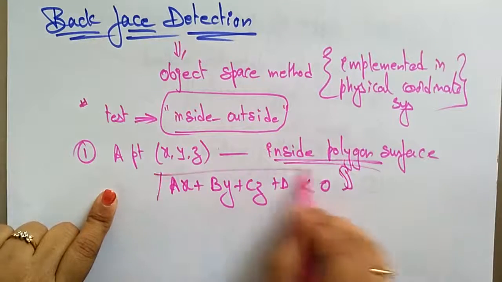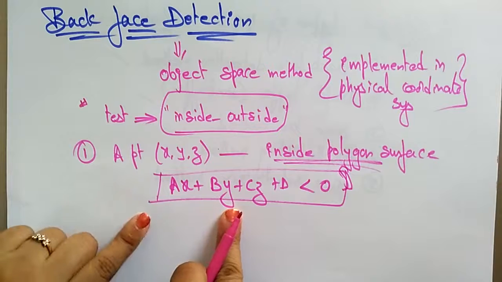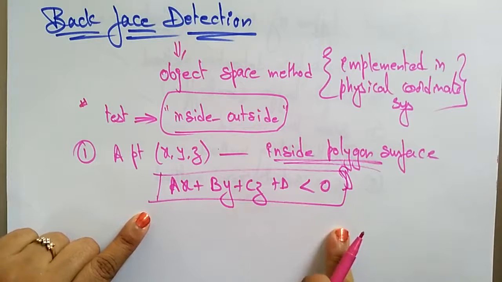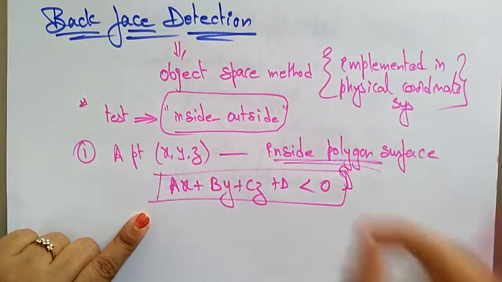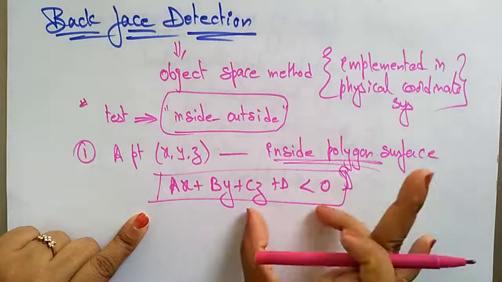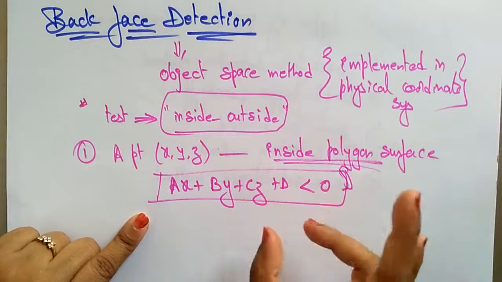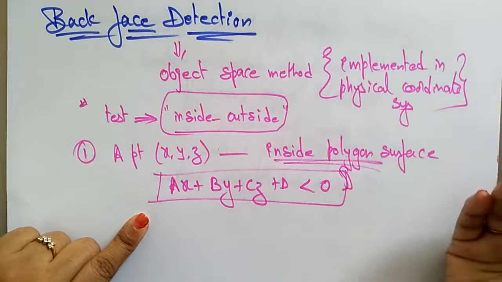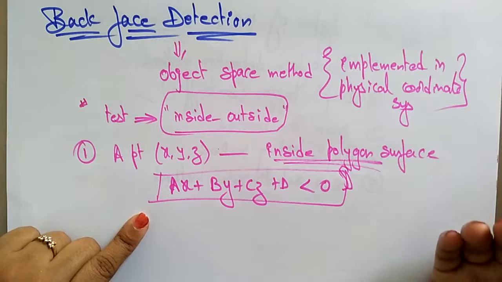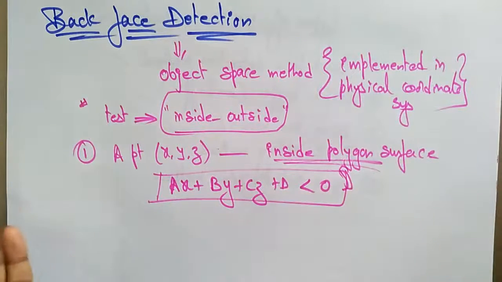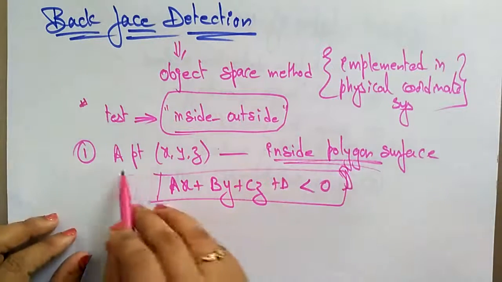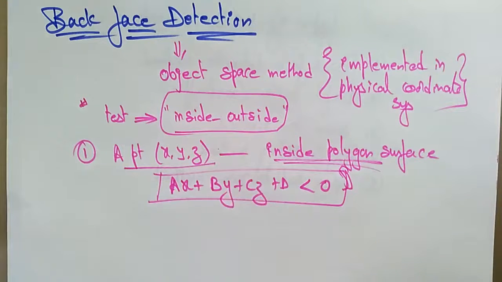If the polygon equation is less than 0, you can say the point x, y, z, whatever the points that occur, are inside the polygon surface. If it is inside the polygon, then it is on the backside of the object. So then you can remove that point. You just remove these points. If you don't consider those points, the backside will automatically be removed.